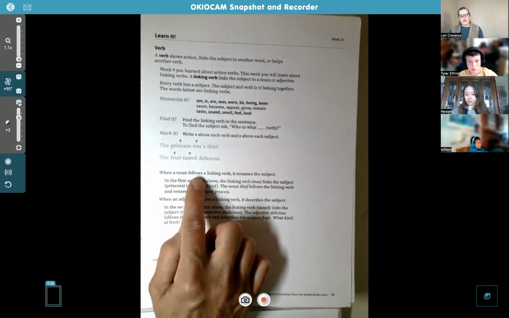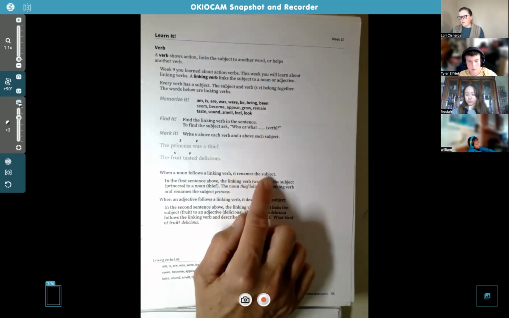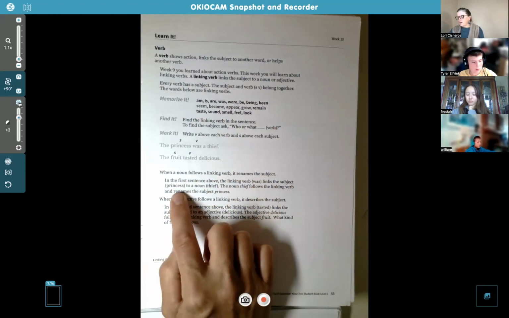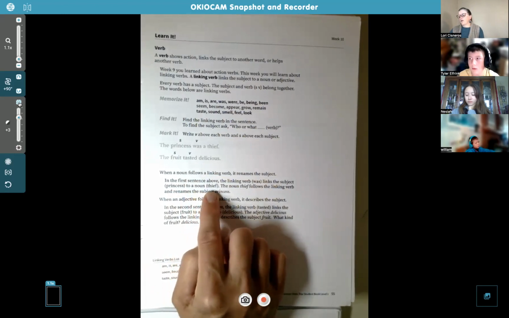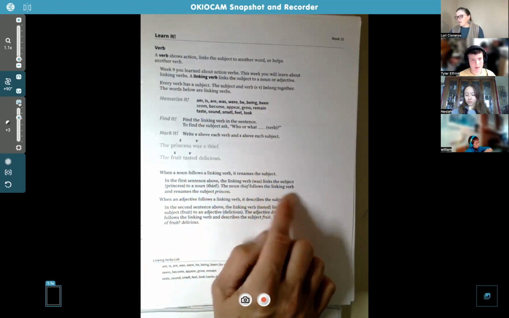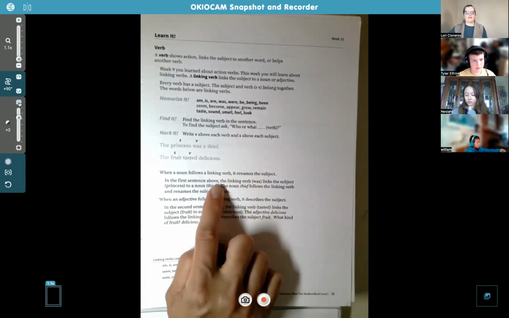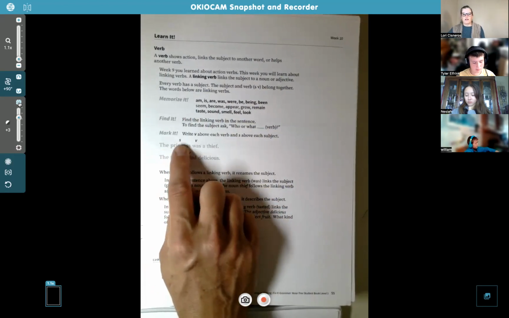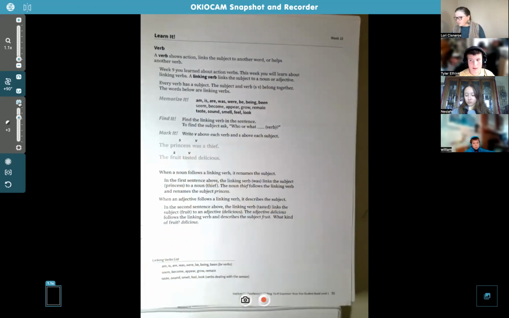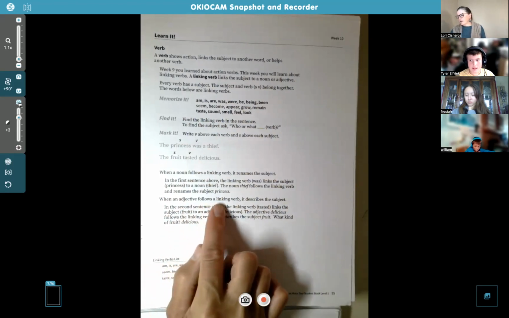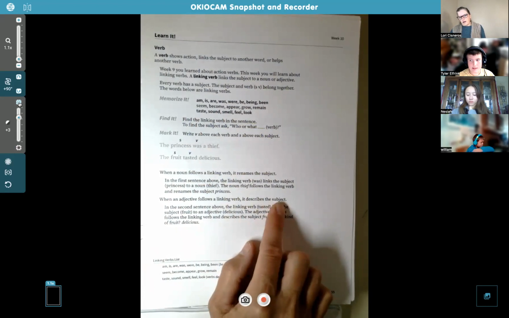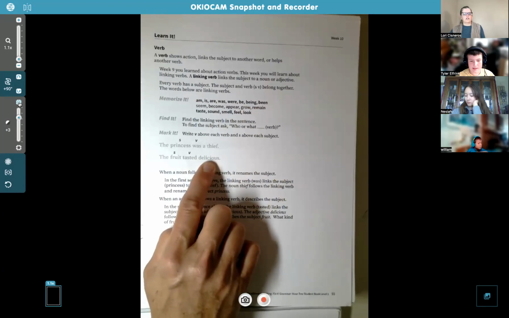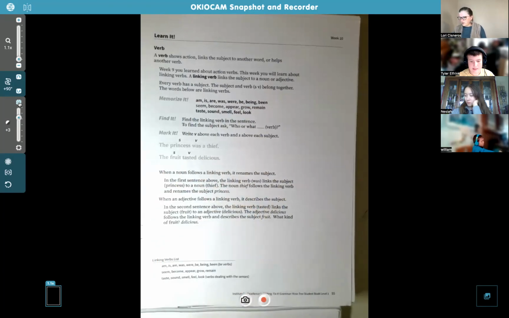When a noun follows a linking verb, it renames the subject. In the first sentence above, the linking verb was links the subject princess to the noun thief. The noun thief follows the linking verb and renames the subject princess. So it's basically saying princess and thief are the same thing. It's talking about the princess, but it's renaming her a thief. When an adjective follows the linking verb, it describes the subject. And we already talked about that for this one. The fruit tasted delicious. Delicious is describing that subject fruit.